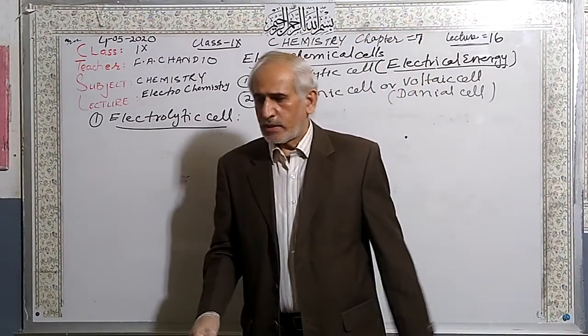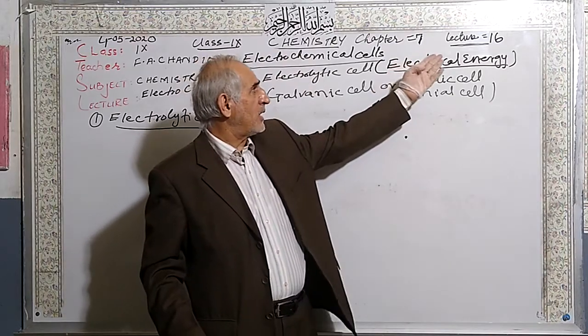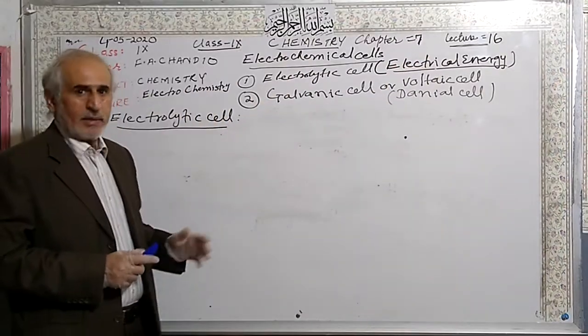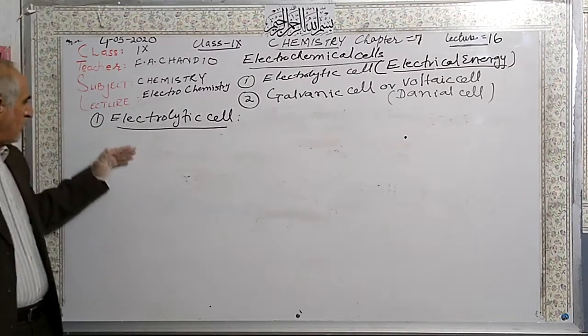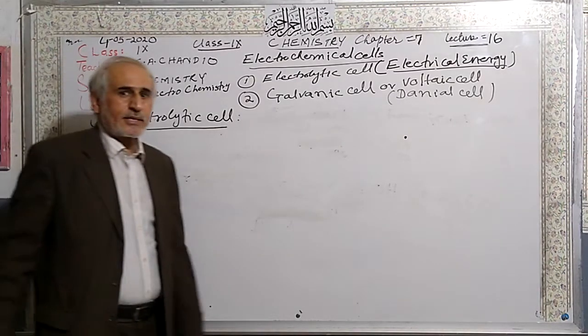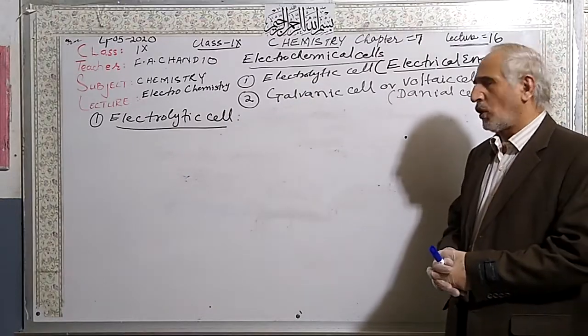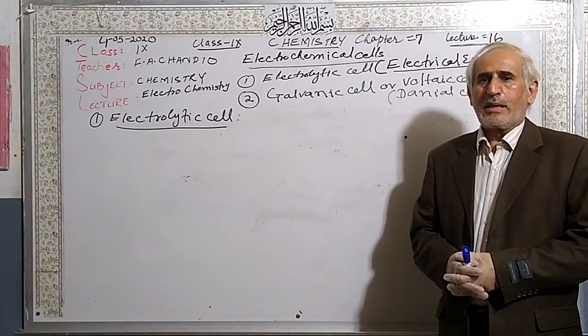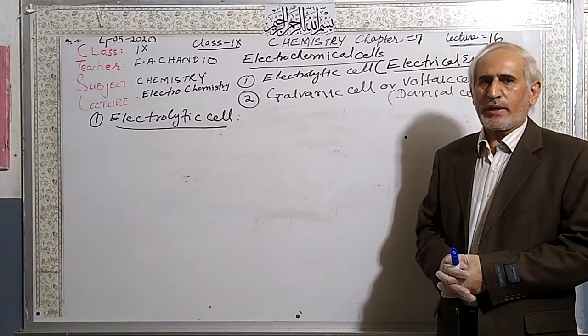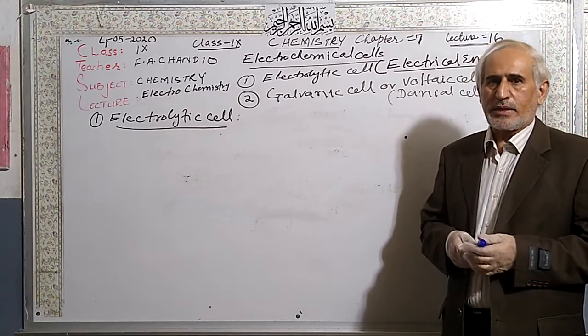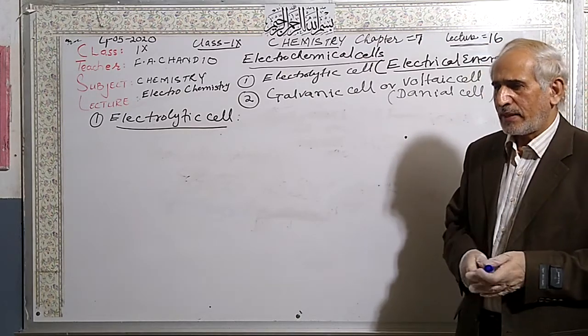Now, dear students, I'm going to start lecture number 16, the explanation of the electrochemical cells. The first electrochemical cell is the electrolytic cell. This electrolytic cell is non-spontaneous. Redox reactions are non-spontaneous, and we have to pass electricity continuously, then the chemical change takes place. Many examples are given here.